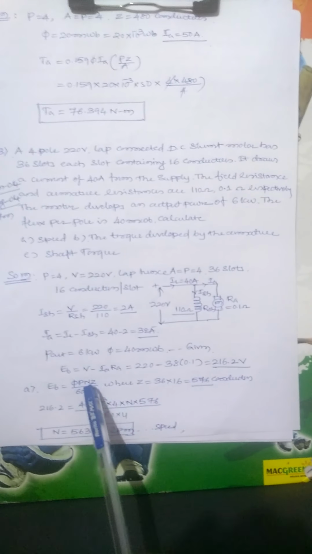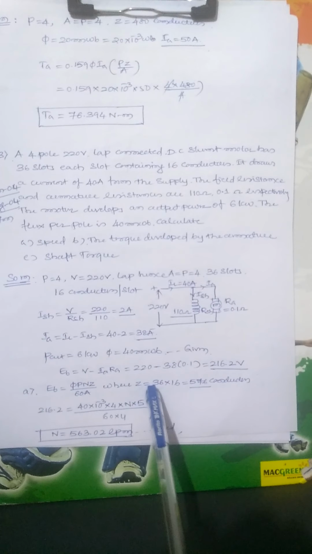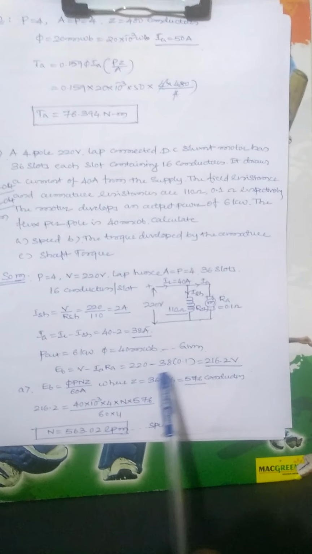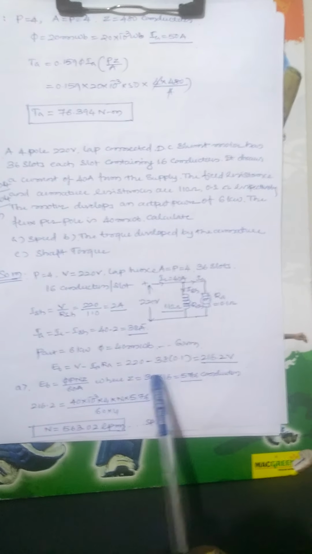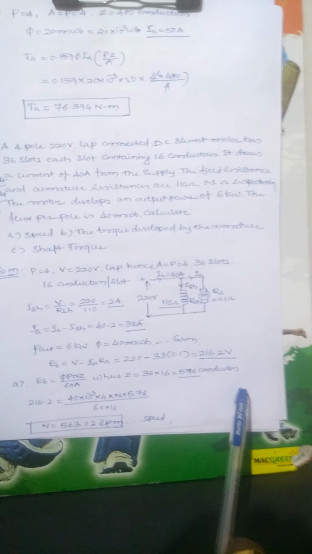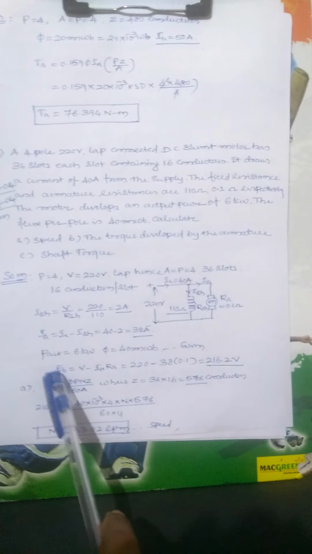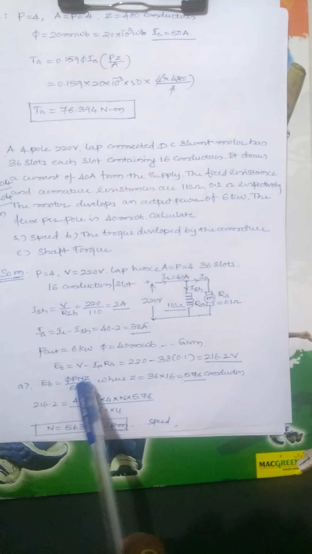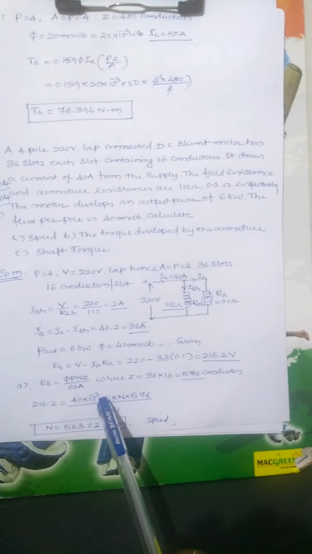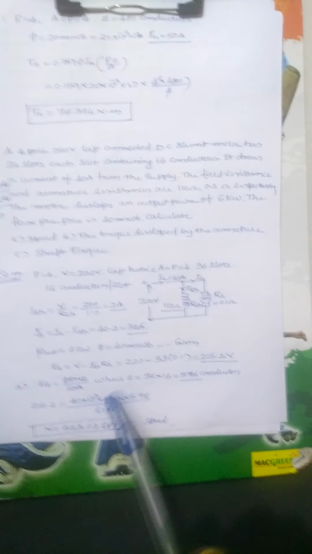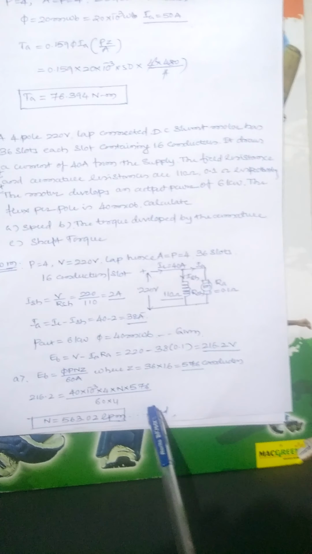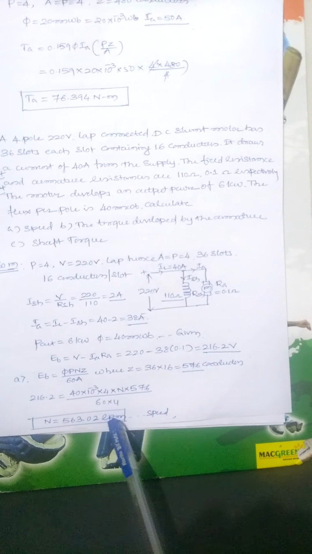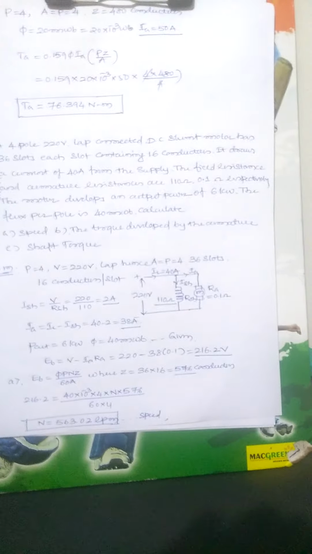Next, EB equal to PΦNZ by 60A. Z equal to 36 into 16, because each slot has 16 conductors, that is 576 conductors total. Just putting the EB value 216.2, flux is 40 milliweber, P equal to 4, and as it is, you calculate N. Z is 576, 60 into 4. We get N is 563.02 RPM.